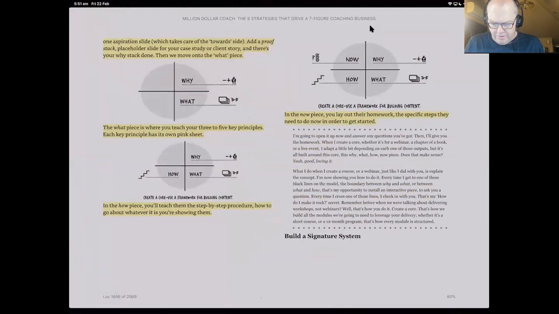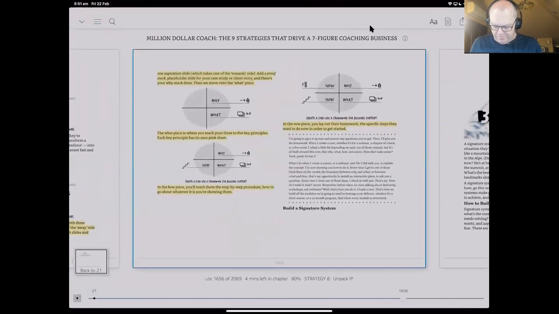Then we move on to a what piece. A what piece is where you teach 3 to 5 key principles. Each key principle has its own pink sheet. Wow, okay, that's one sentence. That breath, doesn't it roll off the tongue? The what piece is where you teach your 3 to 5 key principles. Each key principle has its own pink sheet. That just sort of goes, so simple, right? But if you break that down, hang on, we've got to do a what section, so we need to do that. That's fine.